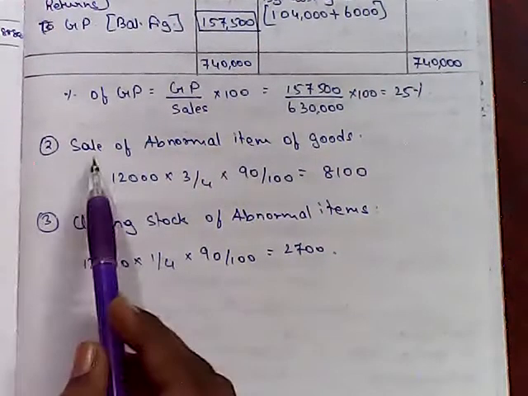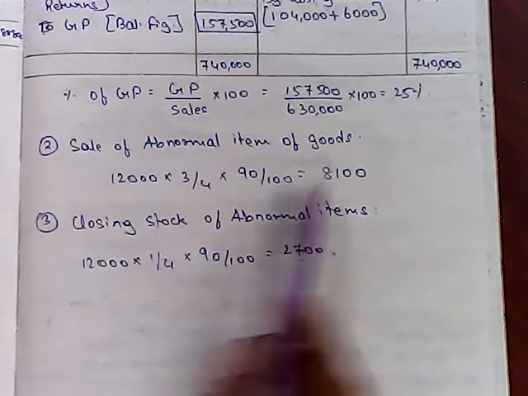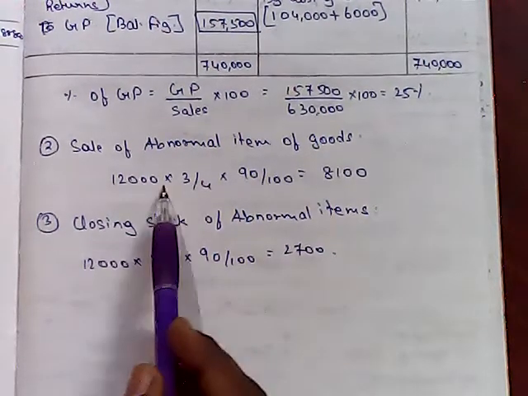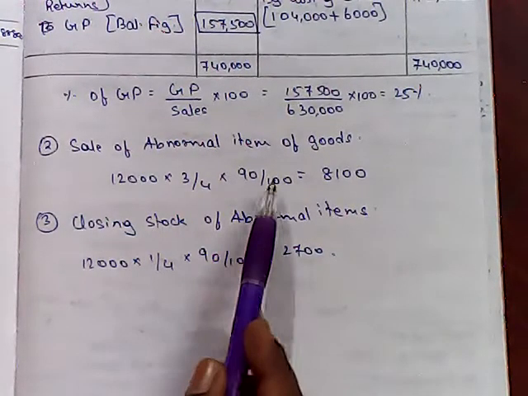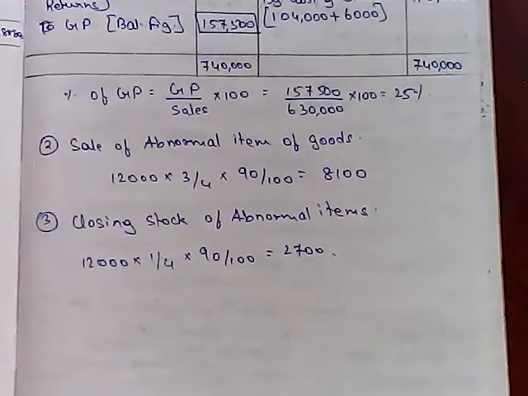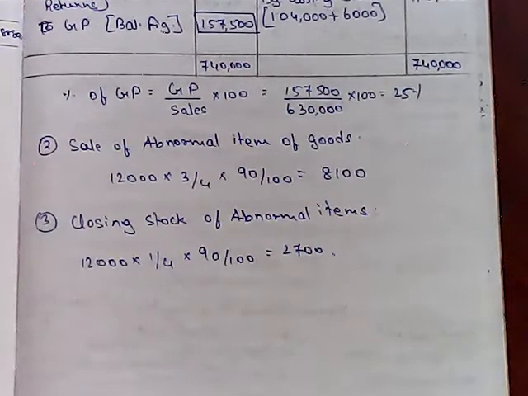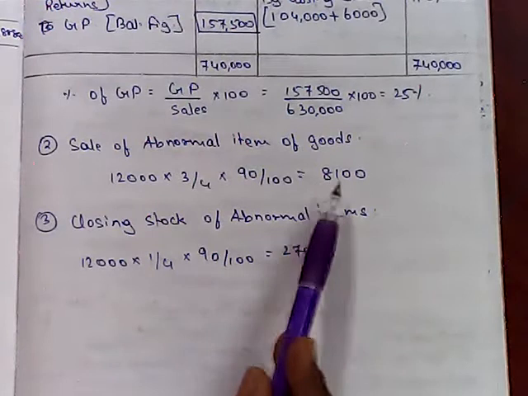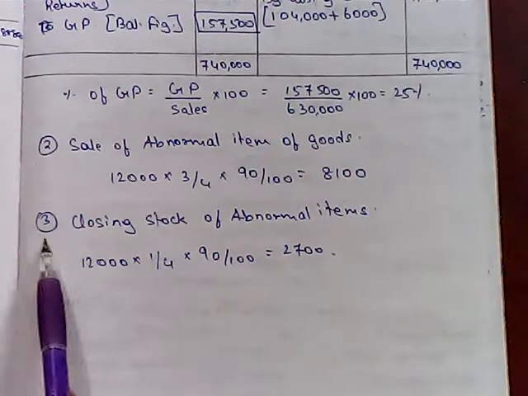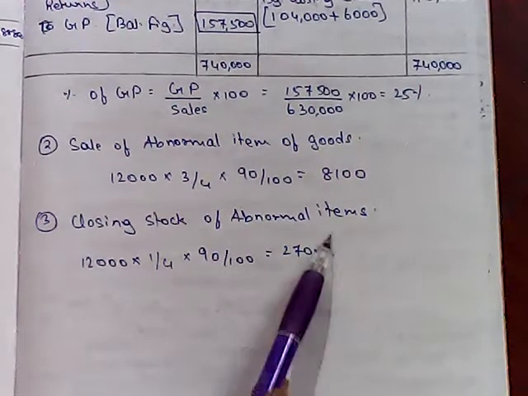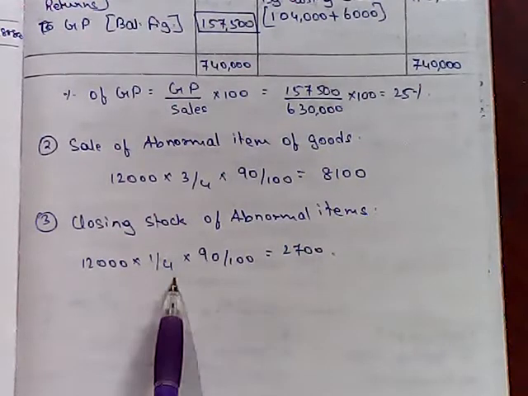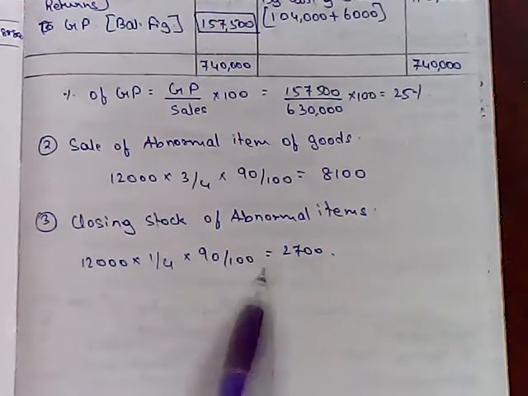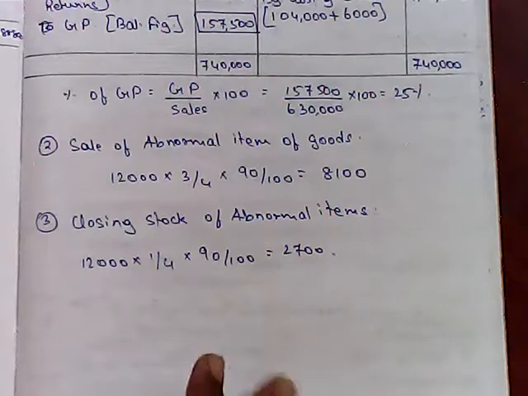So number 2 is sale of abnormal item of goods, which is 12,000 into 3 by 4 into 90 by 100. Please read the question carefully. They have given you the abnormal item, okay, which comes to 8,100. And number 3 is closing stock of abnormal item, which is 12,000 into 1 by 4 into 90 by 100, which is 2,700.